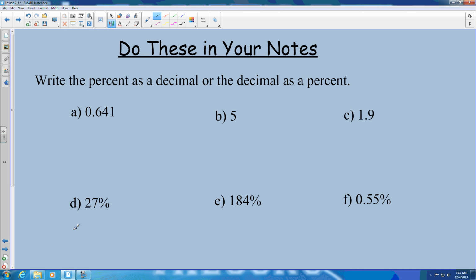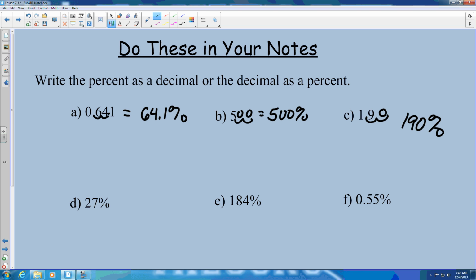These are ones that you could give a try on your own. You could pause the tape and see what you do. I'm going to show you how I would solve them in order to get the decimal as a percent or a percent as a decimal. So A is a decimal, so I have to find its percent. So I'm going to go 1, 2. So this is actually going to be 64.1%. This is a decimal, 1, 2, 500%. A decimal, so it's going to be 1, 2 to the right, so it's 190%.